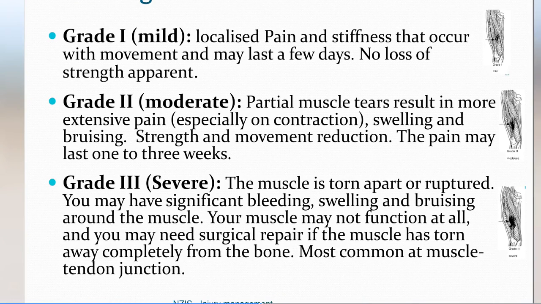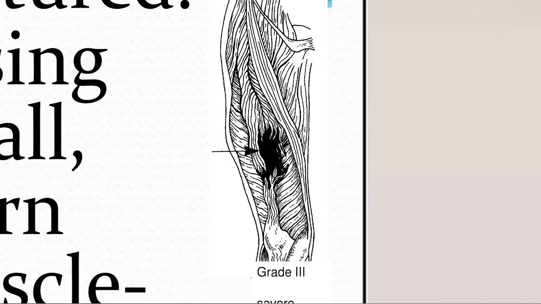And then grade 3 is a very severe one, where the muscle's literally torn apart. Maybe torn away from the bone. There would probably be significant bleeding that would make its way to the skin. It would be obvious on the surface that something bad's happened. Muscle may not function at all. Will probably need surgical repair, stitching back together and that kind of thing, and will probably have long-term complications as a result of that. Again, most common at the muscle-tendon junction, which typically seems to be the weakest part of the muscle. And there we go, ripped apart.